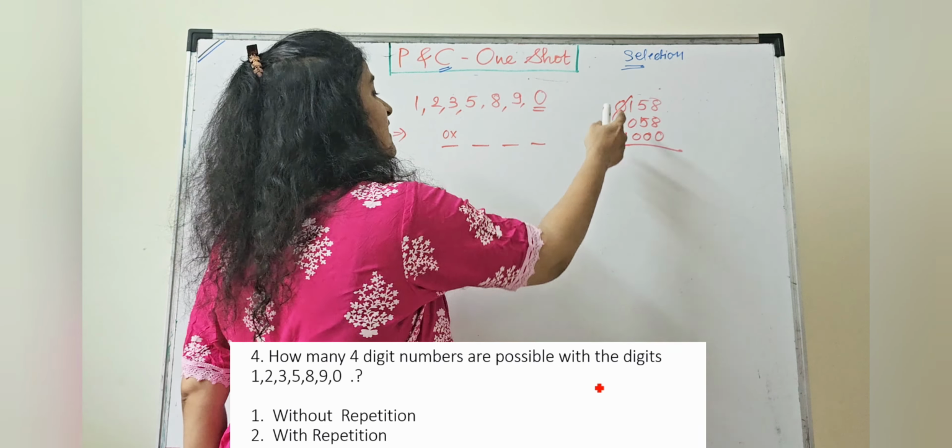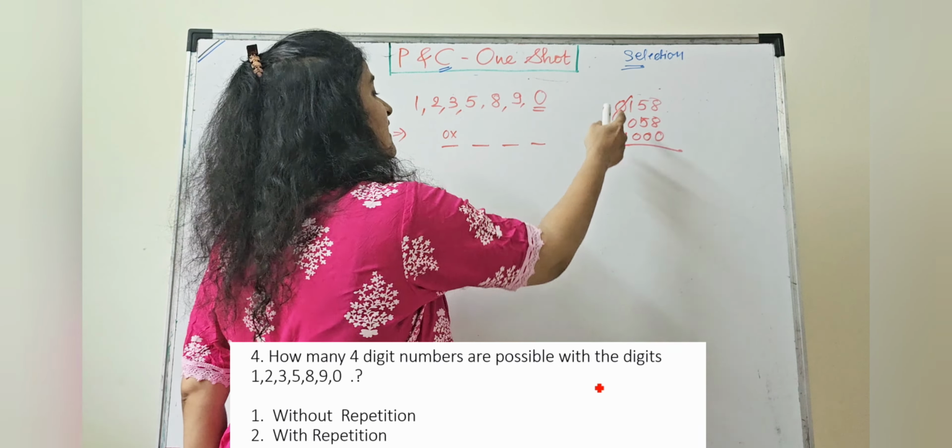But 0 can't come in this position. That's it, right? So how many options you are left with? So you can't take 0 here. 1, 2, 3, 4, 5 and 6. So you can take any number from the 6 numbers at this position, and for rest of the positions you have all the options open because this is with repetition, right? Means numbers are allowed to repeat. So you have in total 7 options here, 7 options here, 7 options here, correct? So this is with repetition.